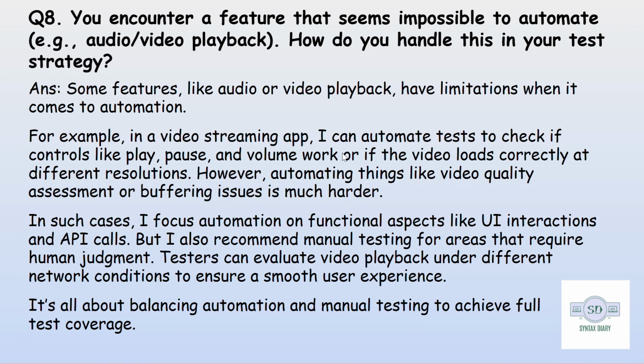However, automating things like video quality assessment or buffering issues is much harder. In such cases, I focus automation on functional aspects like UI interactions and API calls. But I also recommend manual testing for areas that require human judgment. Testers can evaluate video playback under different network conditions to ensure a smooth user experience. It's all about balancing automation and manual testing to achieve full test coverage.